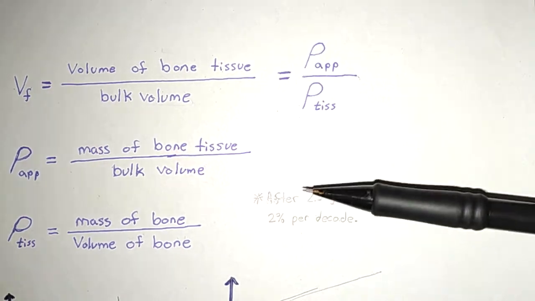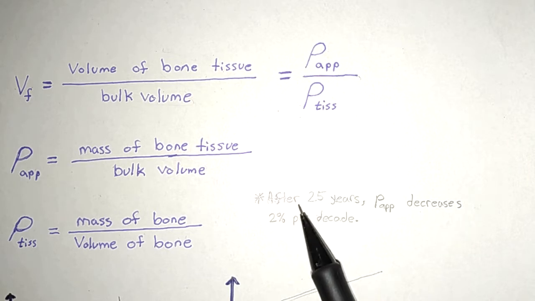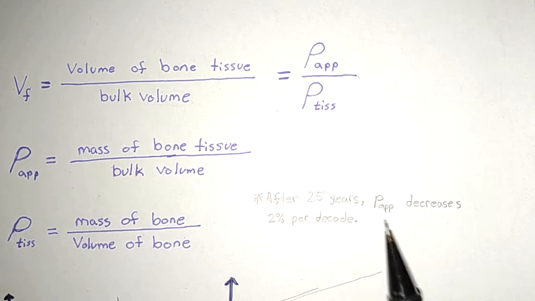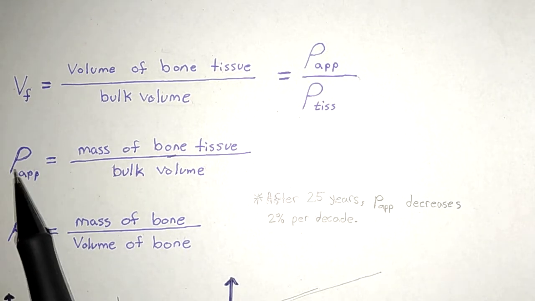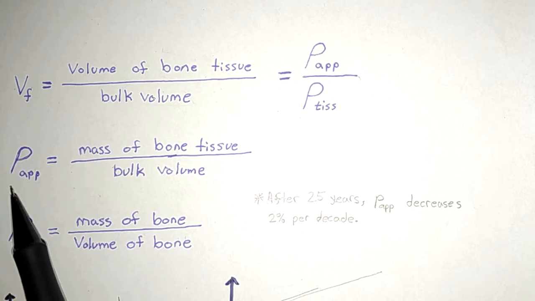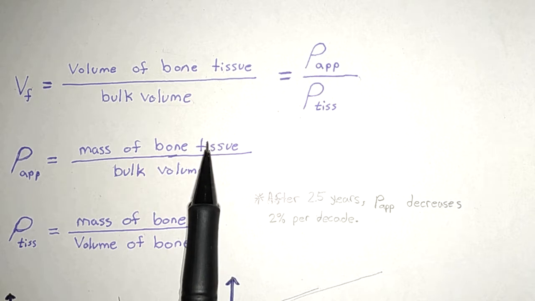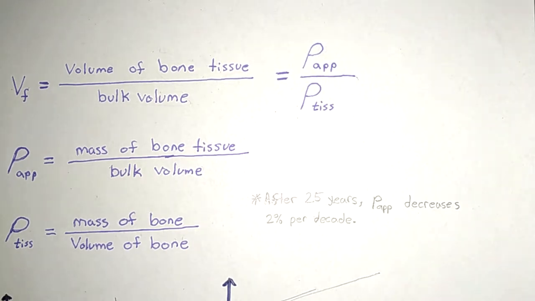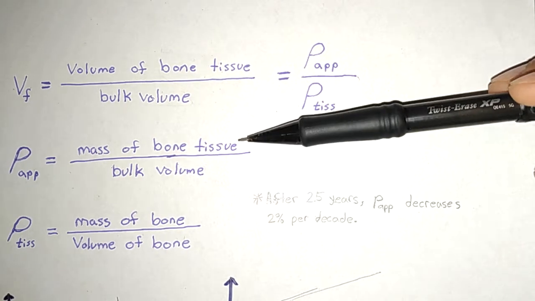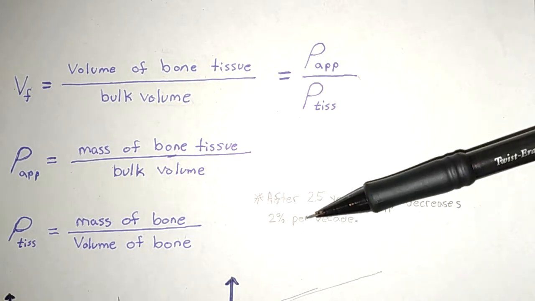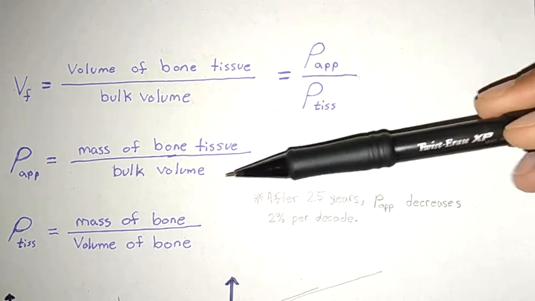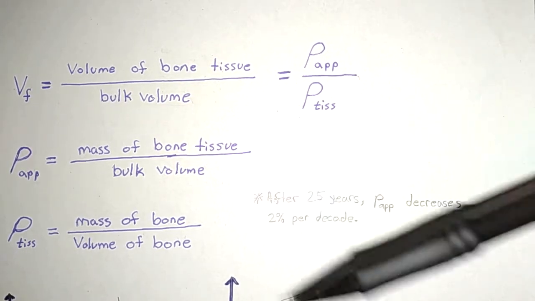And you can notice here that research has found that after 20 years, this apparent density will decrease 2% per decade. In other words, the mass of actual bone tissue, of calcium phosphate or collagen fibers that give the bone the strength and durability, would diminish 2% every decade, even though the volume of the bone may not change.